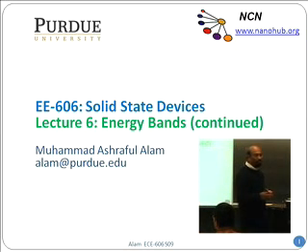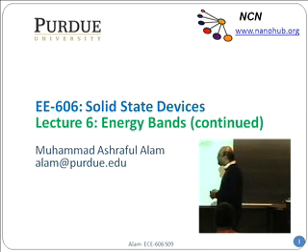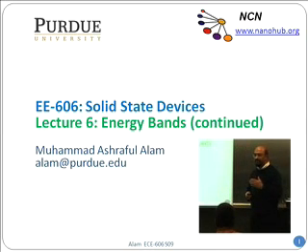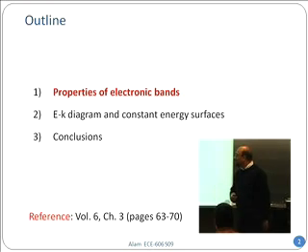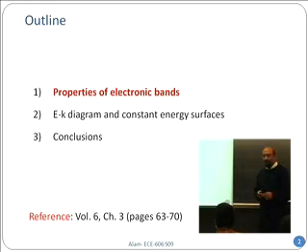That all looked very complicated, so we want to explore whether there is a summarized version of that information that we can use later on. The energy bands are essentially the solution of the Schrodinger equation that tells us at what energy and wave vector levels the electrons can sit. Today we'll continue on the properties of the electronic bands. We'll also talk about this notion of an EK diagram and constant energy surfaces before concluding.